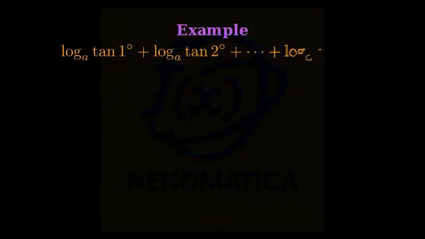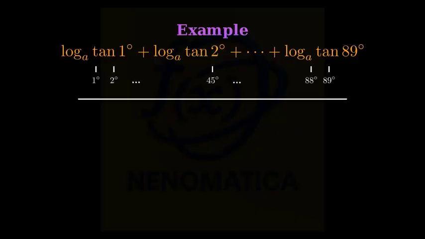Read it with me. Log base a of tangent 1 degree plus log base a of tangent 2 degrees plus, and so on, plus log base a of tangent 89 degrees. Before we transform the algebra, a quick picture helps. On a number line of angles from 1 to 89 degrees, pair 1 with 89, pair 2 with 88, and notice 45 is in the middle by itself.